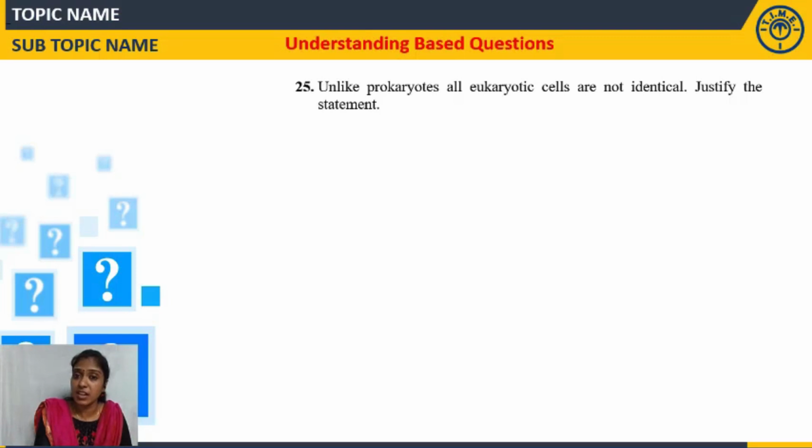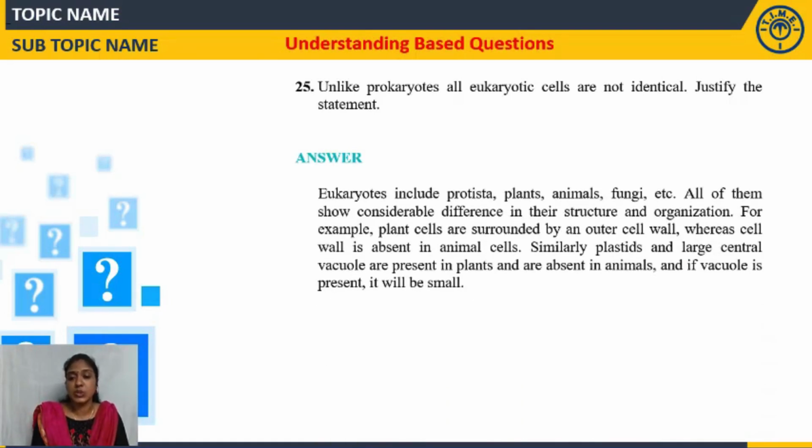In the plant cell, a large vacuole is present which acts as the storage organ of the plant cell. But in the animal cell, large or predominant vacuoles are not present. If present, they are only small in size. Okay, so that is the answer. So we can check: eukaryotes include protista, plants, animals, fungi, etc. So these are all kingdoms of eukaryotes.